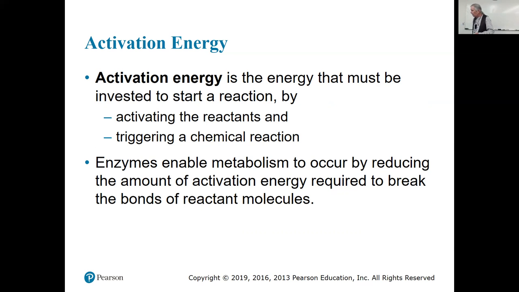By activating reactants and triggering chemical reactions, enzymes enable metabolism to occur by reducing the amount of activation energy needed to break the bonds of reactant molecules. So it lowers it: you need a certain spark to get a reaction going. It's this high. Well, with an enzyme, it's this high. It's much less, and these molecules can get over the hump and a reaction can continue.